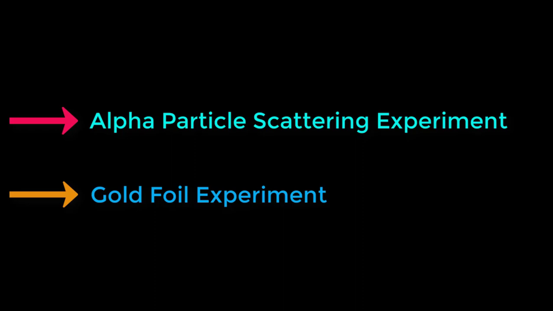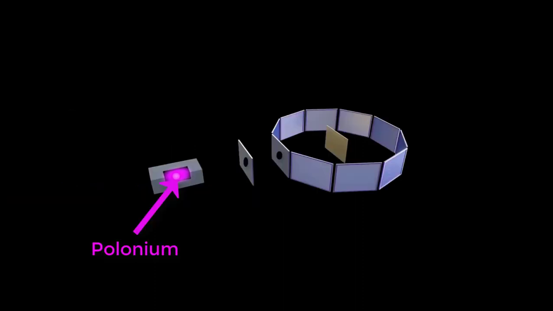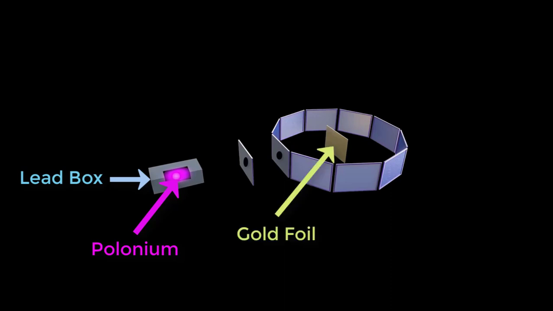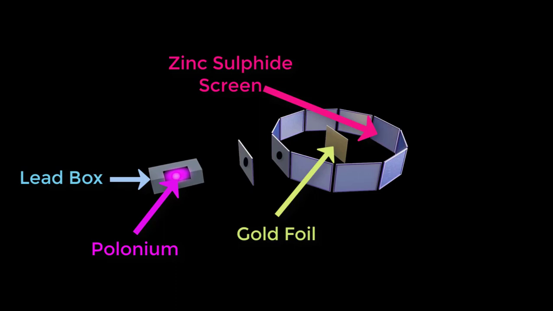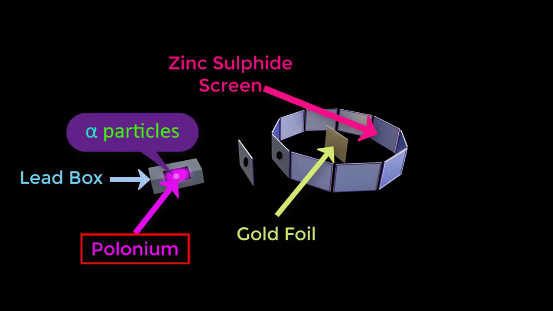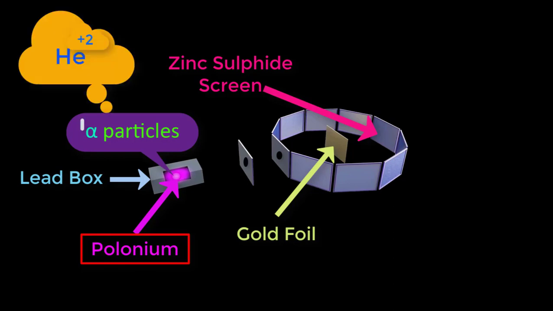For this experiment, Rutherford took polonium in an enclosed lead box and a gold foil which was surrounded by zinc sulfide screen. Rutherford took polonium as it is a rare and highly radioactive metal. Polonium can produce alpha particles which are positively charged helium ions. Alpha particle has 2 protons and 2 neutrons.